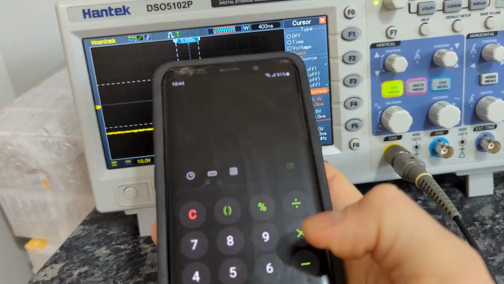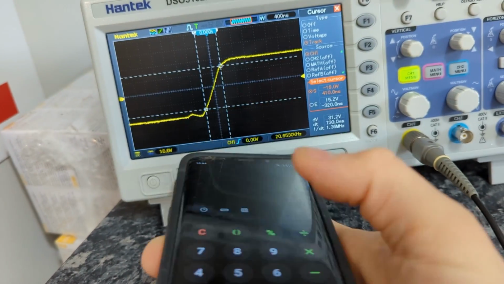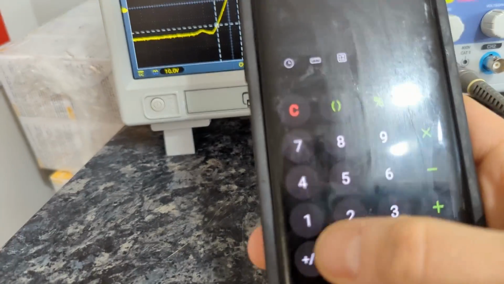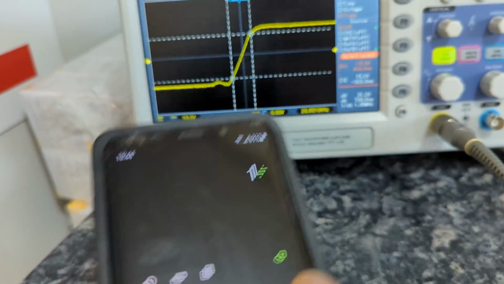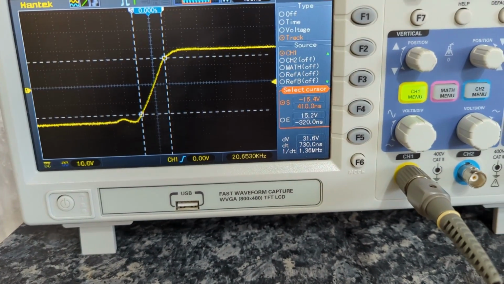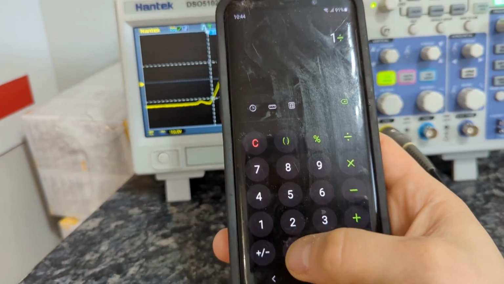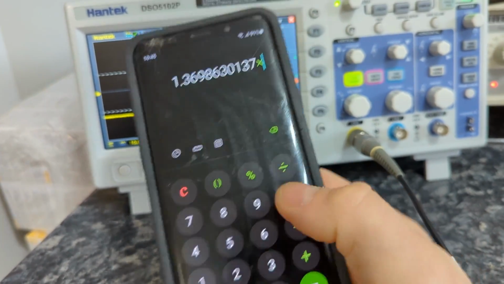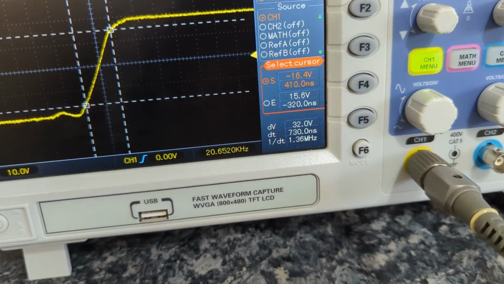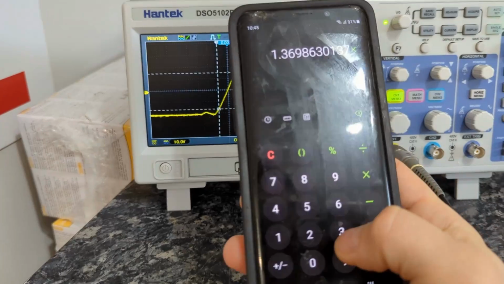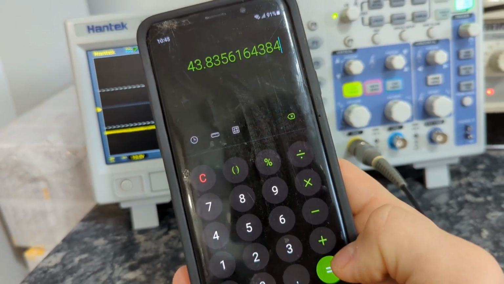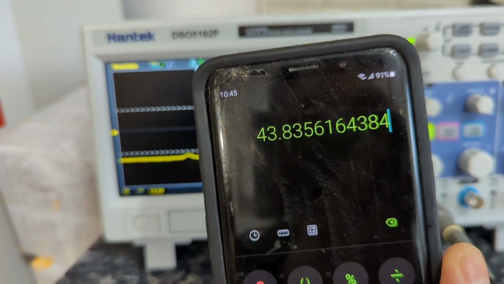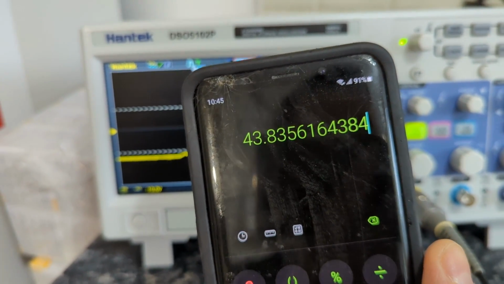So we have these numbers. Let's plug it into the calculator. This is the thing. This scope doesn't calculate the slew rate by itself. We need to use some math. So 1 divided by 0.73, and times the voltage, 32 volts. And we have a slew rate of close to 44 volts per microsecond.